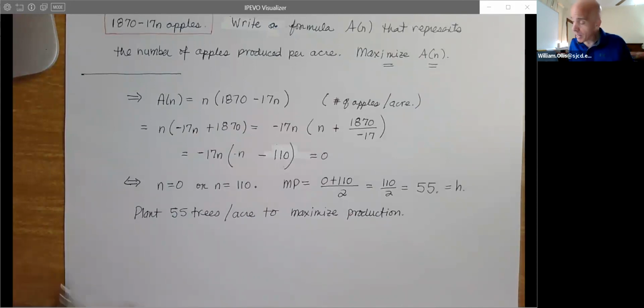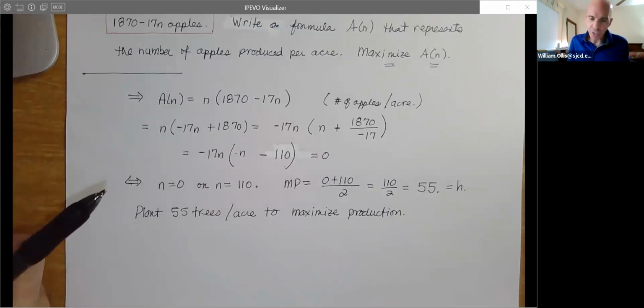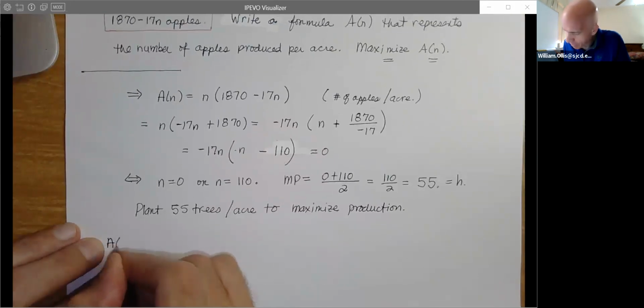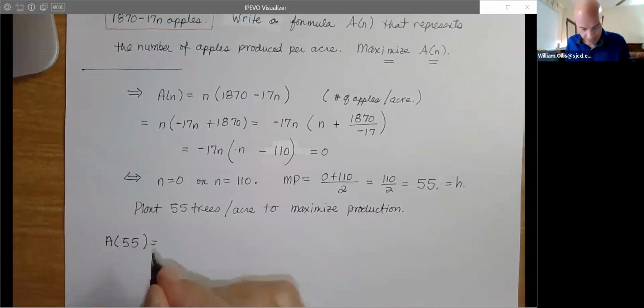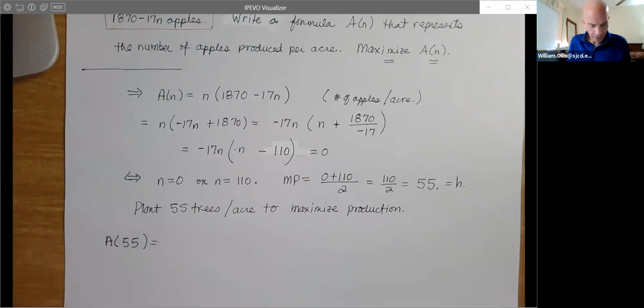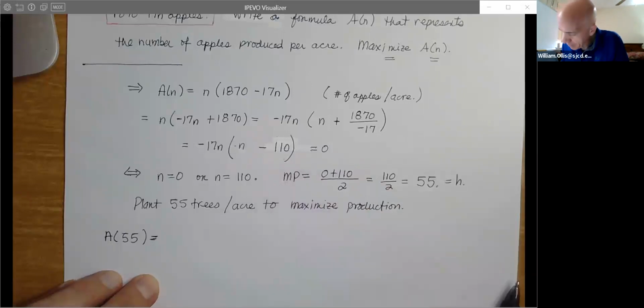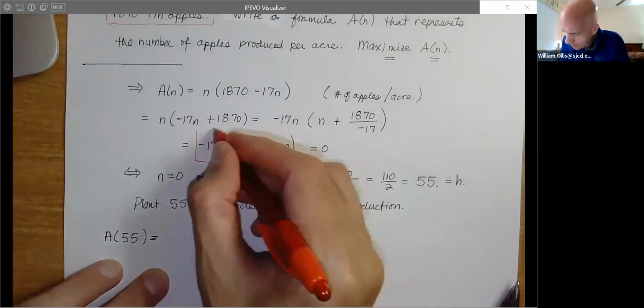So now, let's go ahead and compute this. What is the actual maximum in this case? How many apples do we get? And I think I actually computed it. It's a lot of apples. So now, A of 55. And I think what I did here is I used some symbolic computation. Yeah, that's what I did. Here we go. So here's our formula. Yeah, interesting.